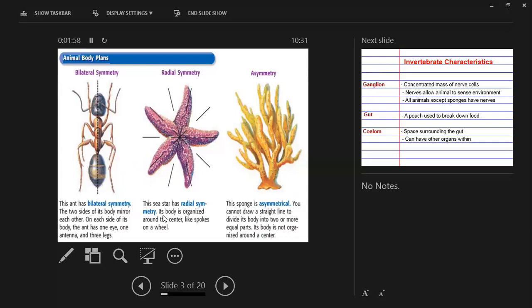What are complex invertebrates? Complex means having many parts. Here are three kinds: bilateral symmetry, radial symmetry, and asymmetry. And we explained in the previous lessons.